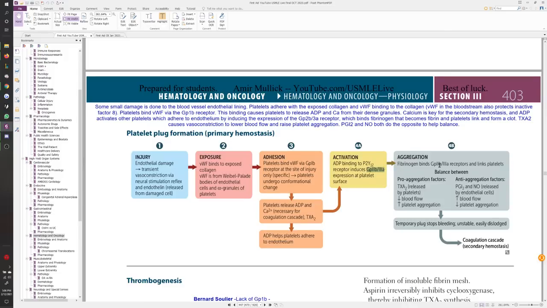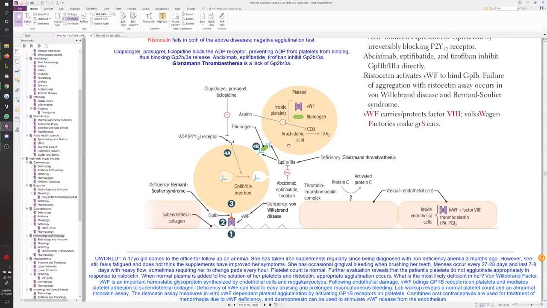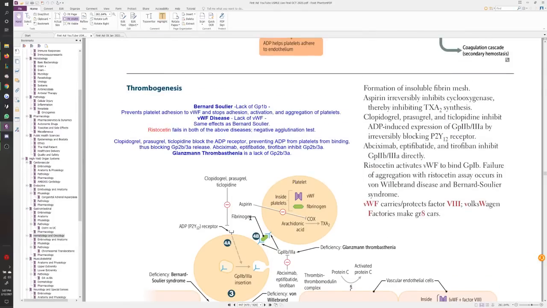Fibrinogen binds GP2B3A receptors and links platelets, as you can see right here with the blue receptor. And so you need your green fibrinogen, which is actually something you'll find within platelets. Right here you can also see that the vascular endothelial cells, your blood vessels basically, have von Willebrand factor inside of them. So these were little things that were pretty critical back in step one.